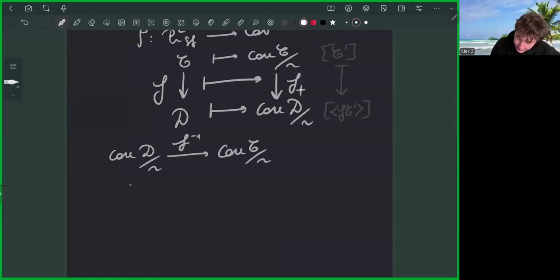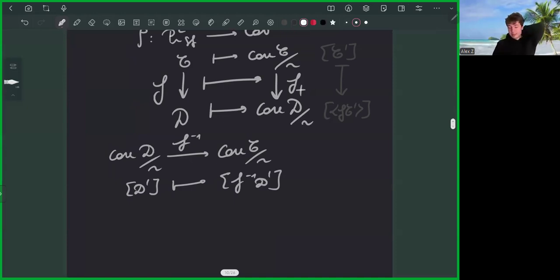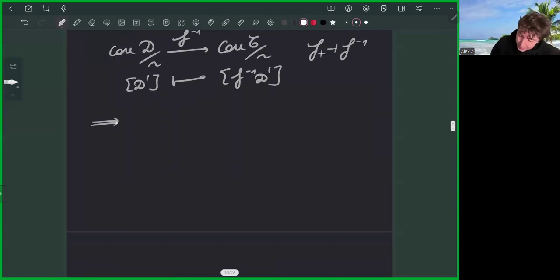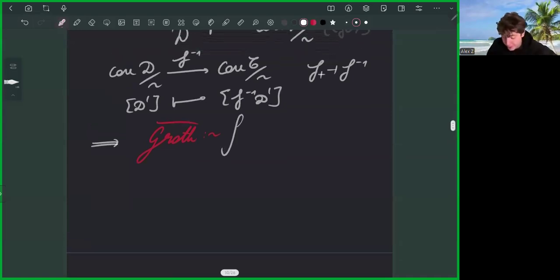And this functor takes an equivalence class and maps it to the equivalence class of f to the -1 of the thing. And this is also well defined. And in fact, we will again have that f plus is left adjoint to f to the -1. In particular, what we now do is define this category Groth overline, to be the co-Cartesian or Cartesian straightening, it doesn't matter.